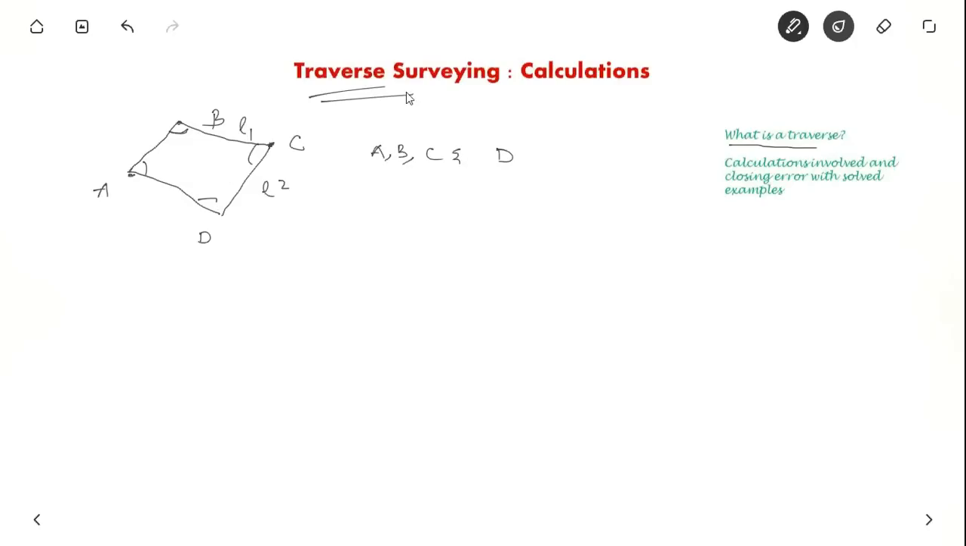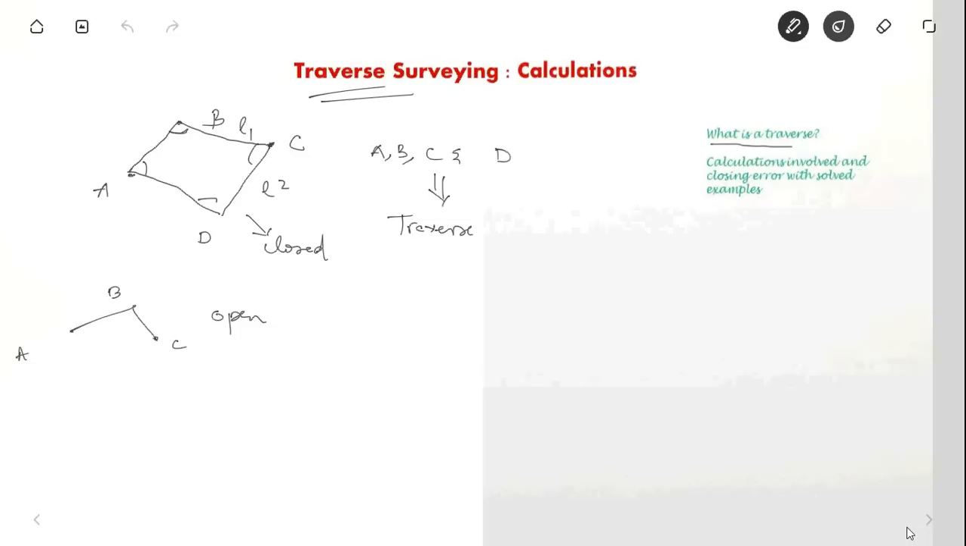This is known as traverse surveying, and this polygon ABCD, this network, is known as a traverse. If C is not joining A, it is an open traverse, and this is a closed traverse. Traverse is as simple as this. Now let us see what are the calculations involved in traverse surveying.